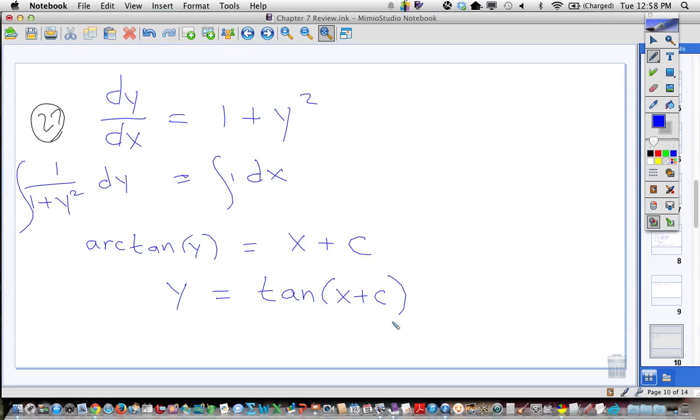Okay? Now, let me make another comment. This is not a natural log problem here. Some people, whenever they get a 1 over something, they think it's natural log. That's not true. If it's 1 over y, 1 over a constant.